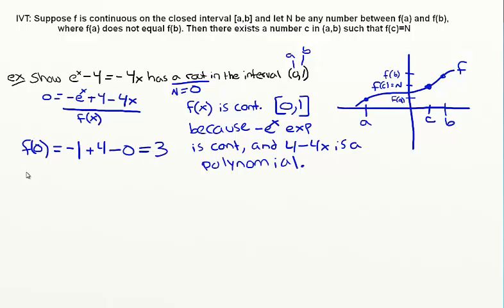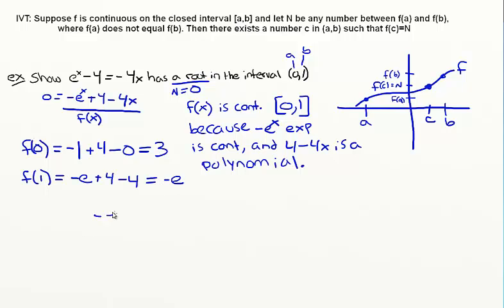Okay, now let's check f of b. So f of b, which is 1, is going to be negative e to the 1, so we get negative e plus 4 minus 4 times 1, which is 4, so those cancel out and we just get negative e. Now e is approximately 2.87 or 2.78. So basically the point is it's negative.